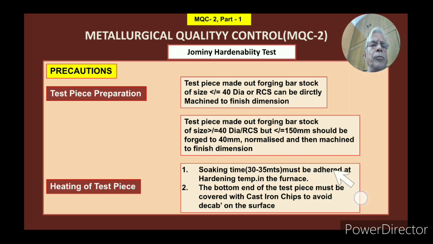The second precaution is the bottom end of the test piece must be covered with cast iron chips to avoid decarb on the surface. I have explained earlier also that you must put some cast iron chips to avoid decarb. Otherwise, the hardness value will come low.